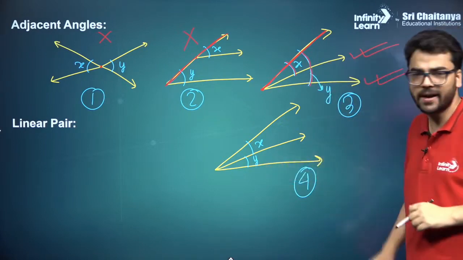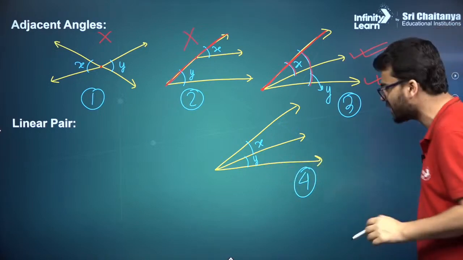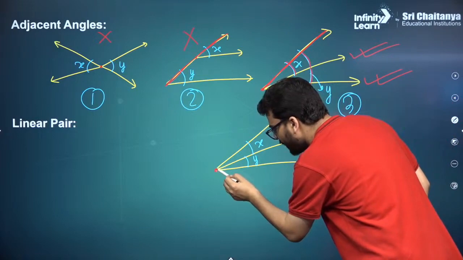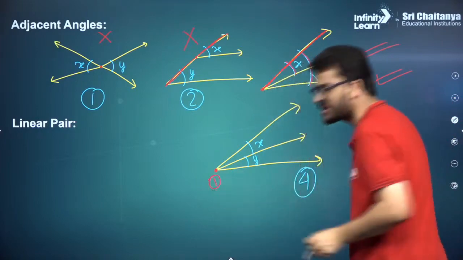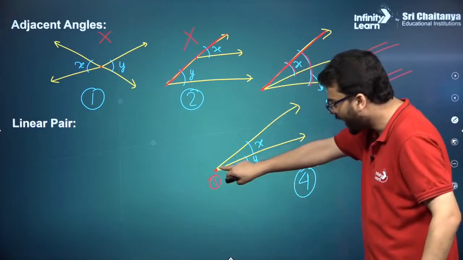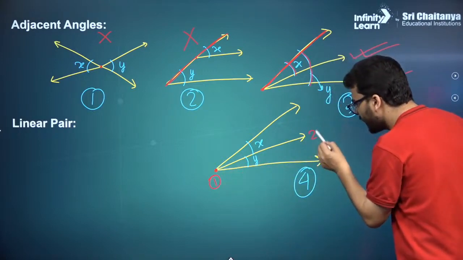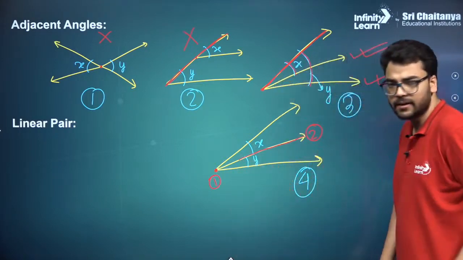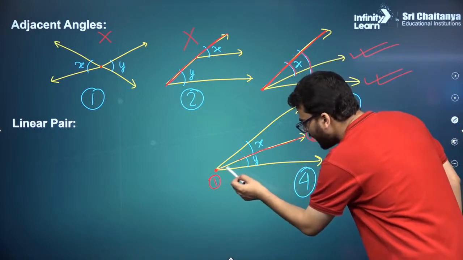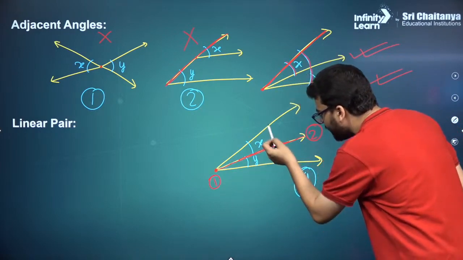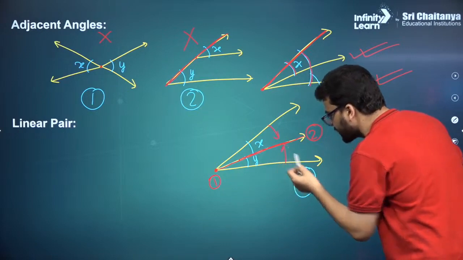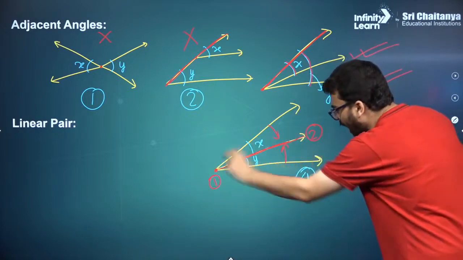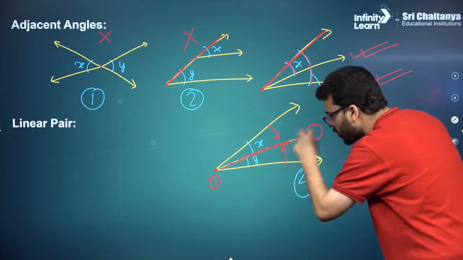Only in the last one, angle X and Y are adjacent, because first, they have a common vertex. This is the first situation. Second, they have a common arm. Third, the common arm lies in between the non-common arms. These are non-common arms, right? The common arm is lying in between the non-common arms.